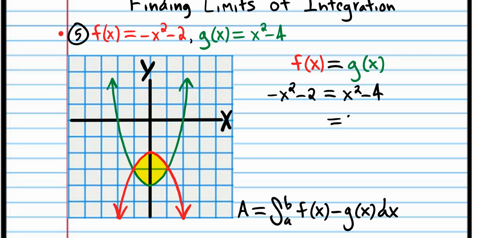So we're going to add x squared to both sides. Then we're going to add 4 to both sides. Then we're going to divide both sides by 2. Then we're going to square root both sides.